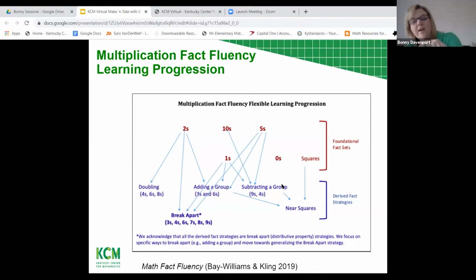And then you see the derived fact strategies down below. And that's just using the foundational fact sets, which you have to get really, really good with, and use those when you are doing the derived fact strategies.